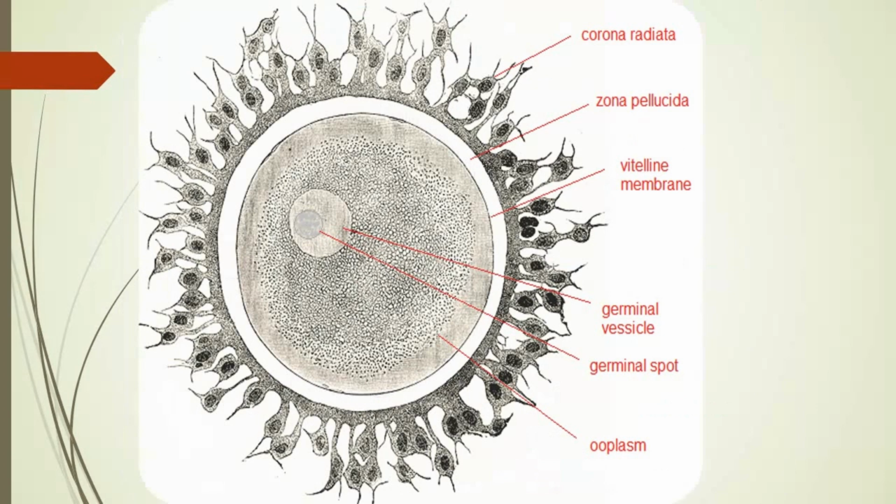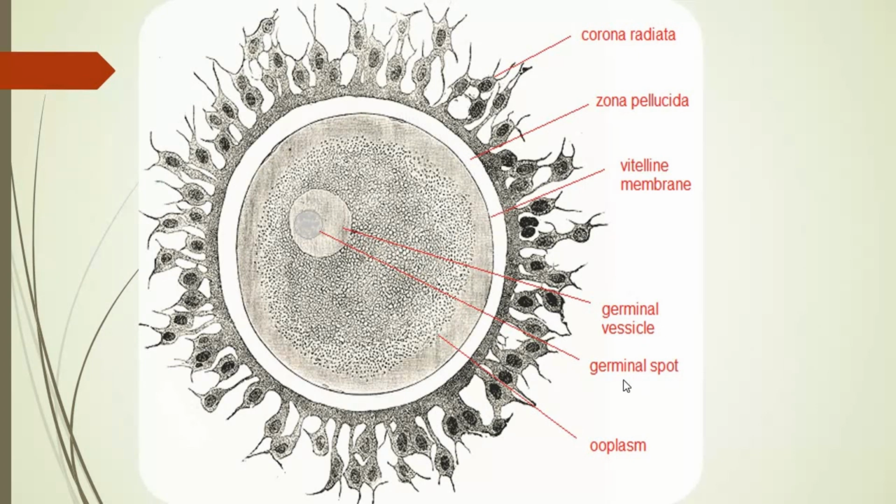Okay. So this is an ovulated oocyte. This is a mature ovulated oocyte. This is the structure. Everyone is required to know this. So these outer cells are what we call corona radiata. And then this is the zona pellucida, the perivitelline space.